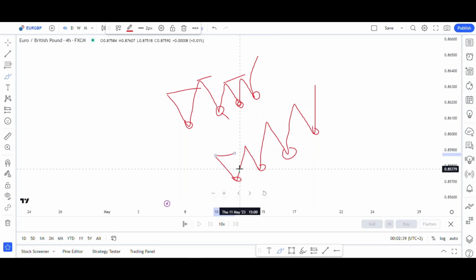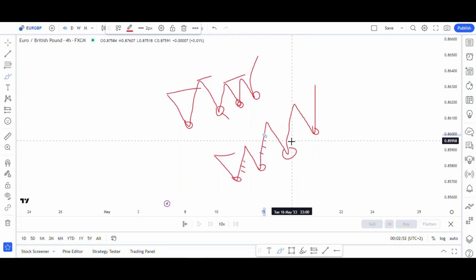Was it made with small candles? The higher high was made by small candles or impulsive candles. For example, this higher high, was it made with small candles or impulsive candles? This higher high, was it made with small candles or impulsive candles? So now let me go to the real chart and show you what I am trying to actually make you understand.